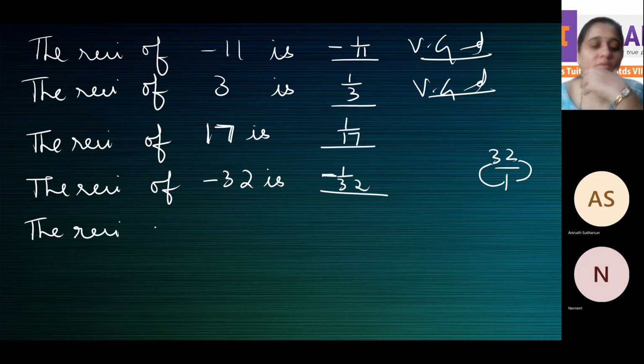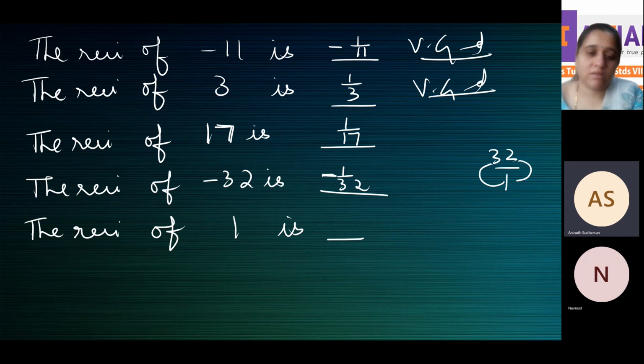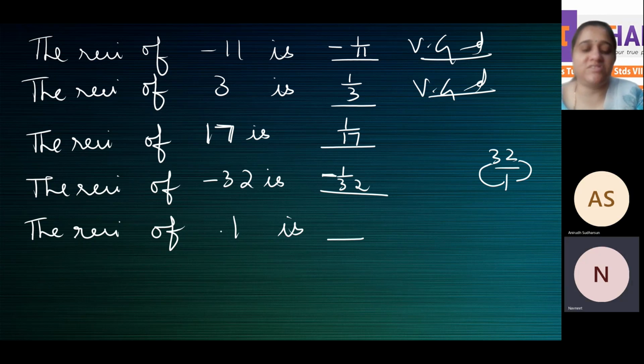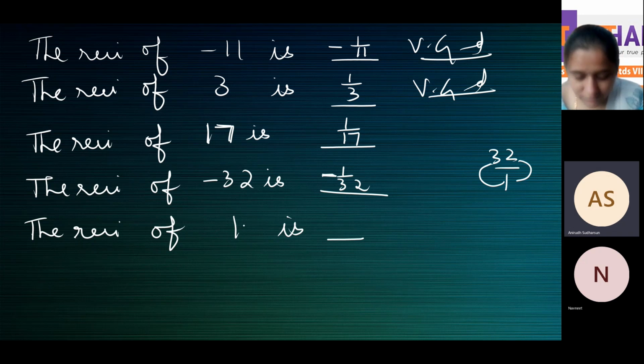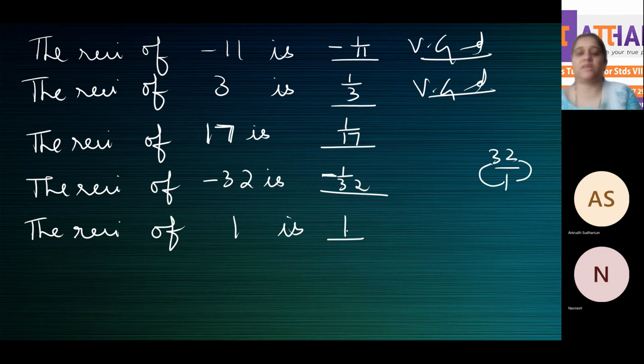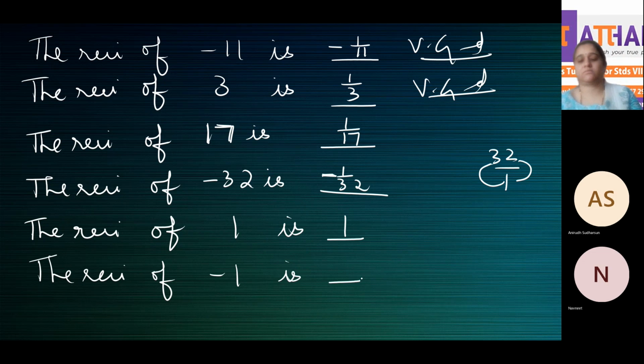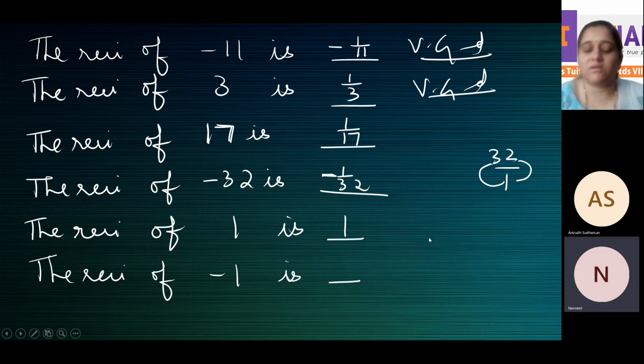Anirudh, the reciprocal of 1 is? Ma'am, 1 by 1. What is the sign for 1? Ma'am, positive. So the answer will be positive or negative? Positive, ma'am. So the reciprocal of 1 is 1 by 1, which is 1 itself. Correct? Yes, ma'am. Navneet, what is the reciprocal of minus 1? Ma'am, minus 1 by 1.